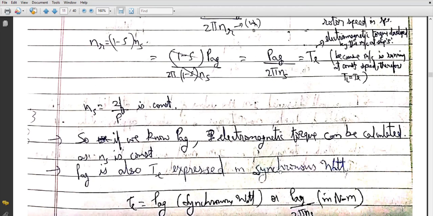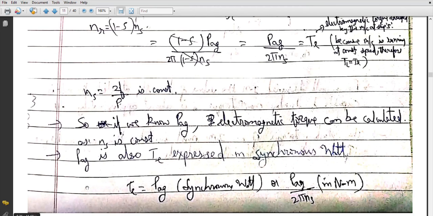One more thing, this is also important. You can say that this electromagnetic torque is equal to PAG divided by 2 pi ns. When this expression is written, the unit of TE, the electromagnetic torque, is in Newton meter. But if we write TE equals PAG, then its unit will be in synchronous watt.